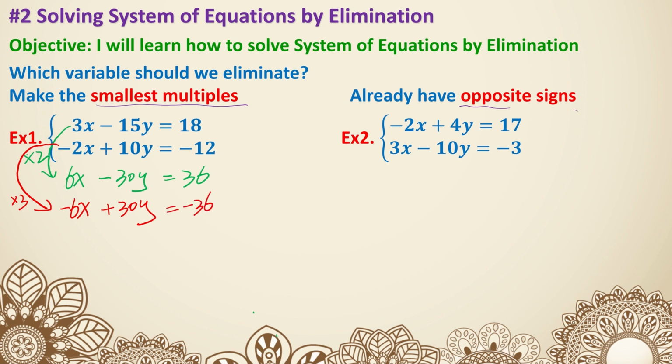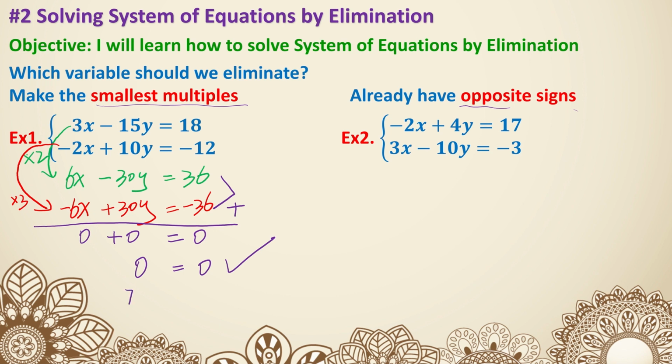And now, instead of using either of the original equations, I'm going to use both of the new equations, so I can add them together. 6x, negative 6x, 0. Negative 30y, 30y, 0. 36, negative 36. Oh, that's also a 0. So I actually got an equation that is 0 equals 0. Does 0 actually equal 0? The answer is yes, 0 does equal 0, which in that case means any x or y would make this system of equations work.